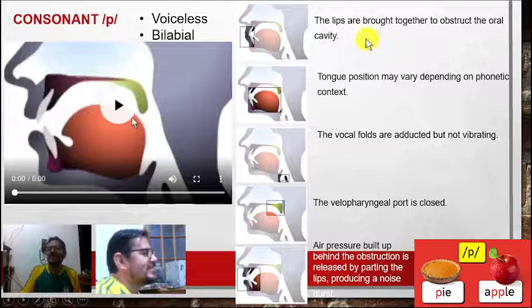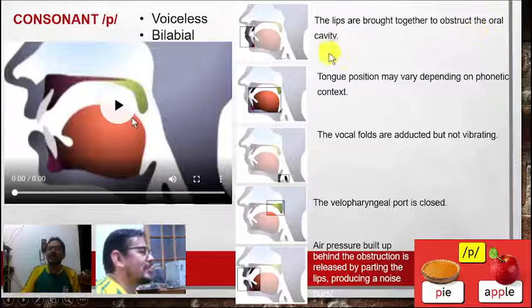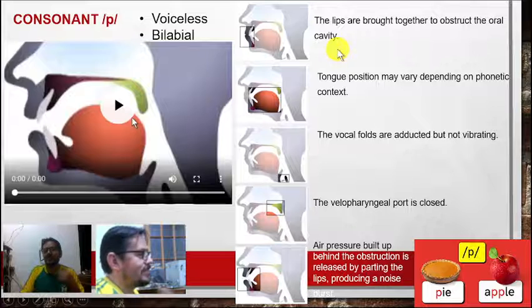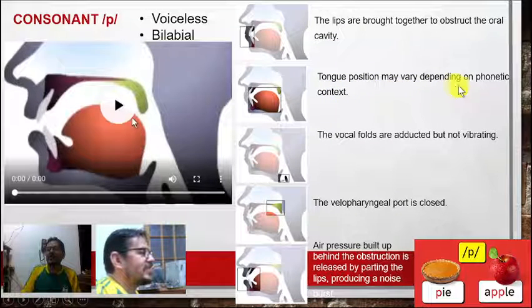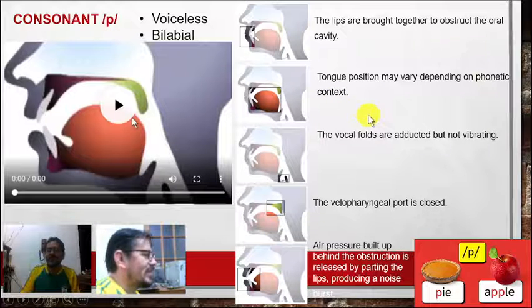Okay, the lips are brought together to obstruct the oral cavity, just like the M. Tongue position may vary depending on the phonetic context. The vocal folds are adducted but not vibrating because it's voiceless, right? The velopharyngeal port is closed, and the air pressure built up behind the obstruction is released by parting the lips, producing a noise. Okay, examples: pie and apple.